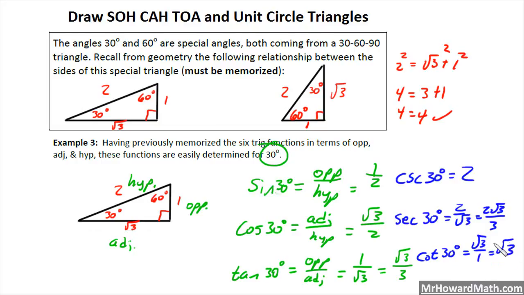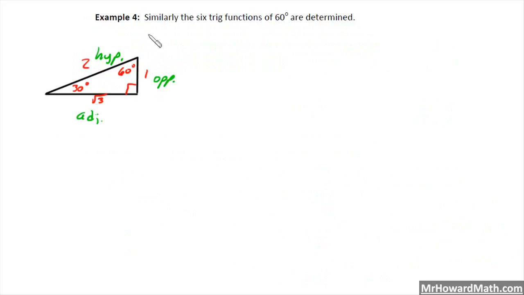All right, so that's it for example 3. Now for example 4. Similarly, the 6 trig functions of 60 degrees are determined. I just kept the same triangle, so the hypotenuse stays the hypotenuse, but we need to switch these two. This is now the opposite side from 60 degrees, so we'll label that opposite side. And this side is now the adjacent side to 60 degrees based on this particular triangle. So now we can start labeling all of the trig functions.